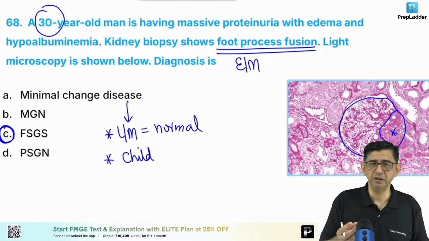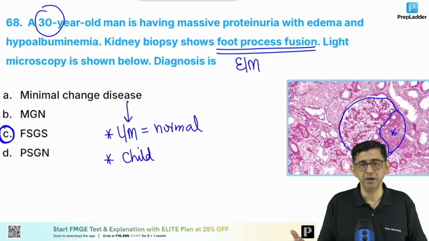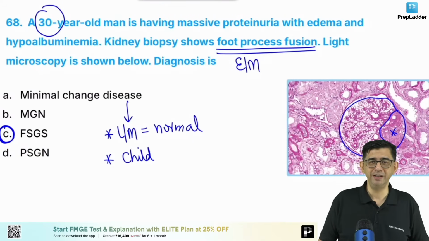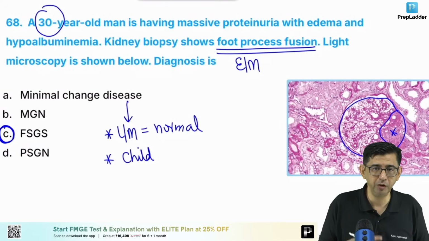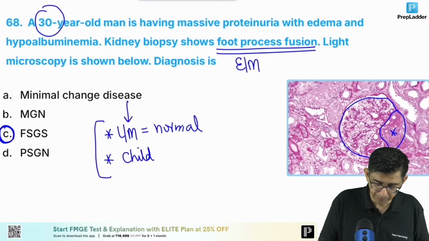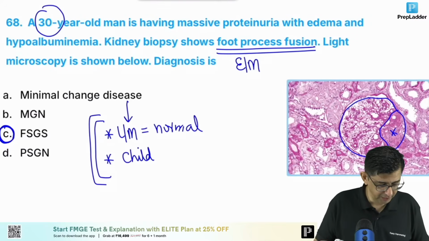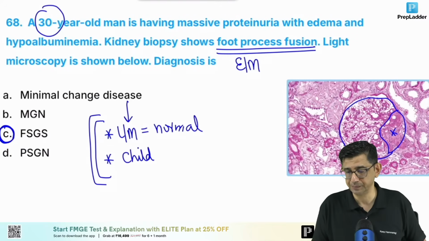Whether you say effacement of foot processes or foot process fusion, ultimately blunting of the foot processes is seen, and they normally help in preventing the proteins from coming in the urine. So the final point is, because of these two reasons, the answer is not minimal change disease and is focal segmental glomerulosclerosis.